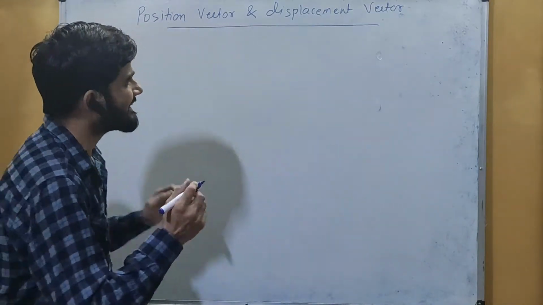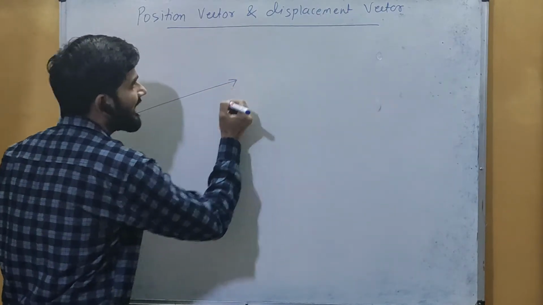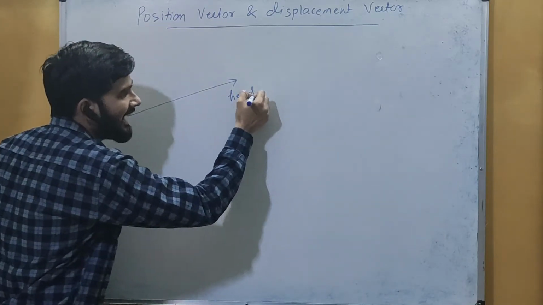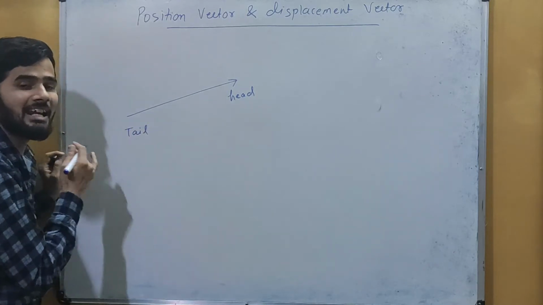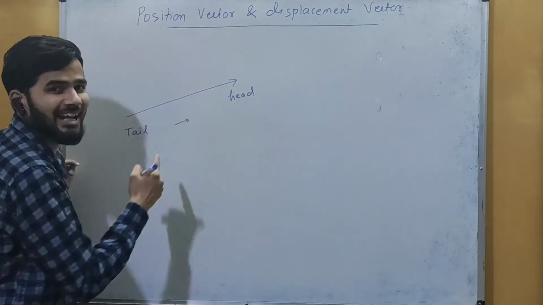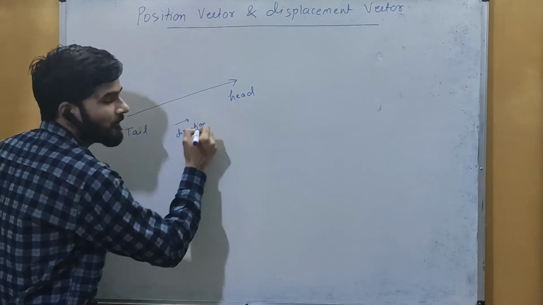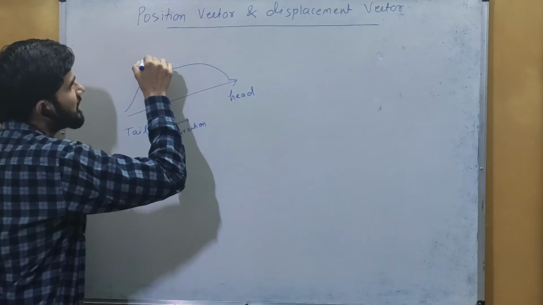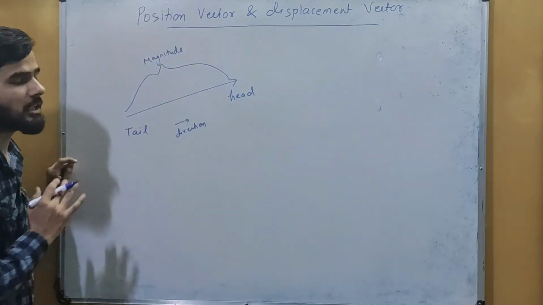First of all, let us see that a vector, we are representing it with a simple arrow. Here in this arrow, this portion is called the head, that is the starting point, and this point is called the tail, which is the last point of that vector. Whatever the direction of the arrow is, it represents the direction of the vector, and from starting to end this represents its magnitude. Okay, this is what a vector is.